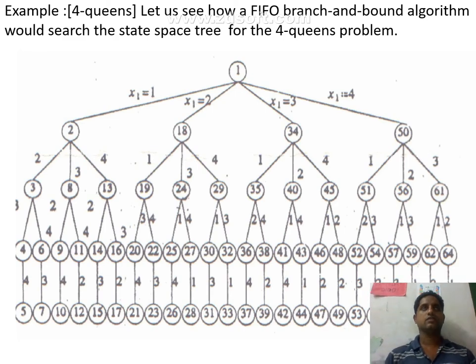Already we have discussed the four queens problem in the backtracking method: how to perform it, what the conditions are, what the algorithm is, and what the state space tree is. So what is the condition of backtracking four queens? Same column, same row, same diagonal: the queen will not be placed. This is the main condition for performing the four queens problem in the backtracking method.